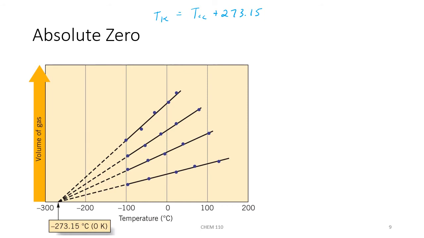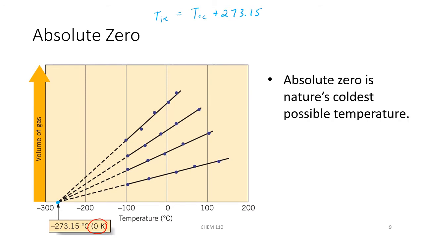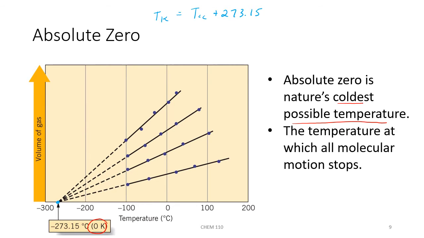If we were to look at temperatures and compare them with the volume of gas at that certain temperature and extrapolate all of them backwards, all of those gases will eventually reach zero volume at a specific temperature. That specific temperature is 0 Kelvin, or -273.15. This is referred to as absolute zero. Absolute zero is nature's coldest possible temperature. It's the temperature at which all molecular motion comes to a halt.